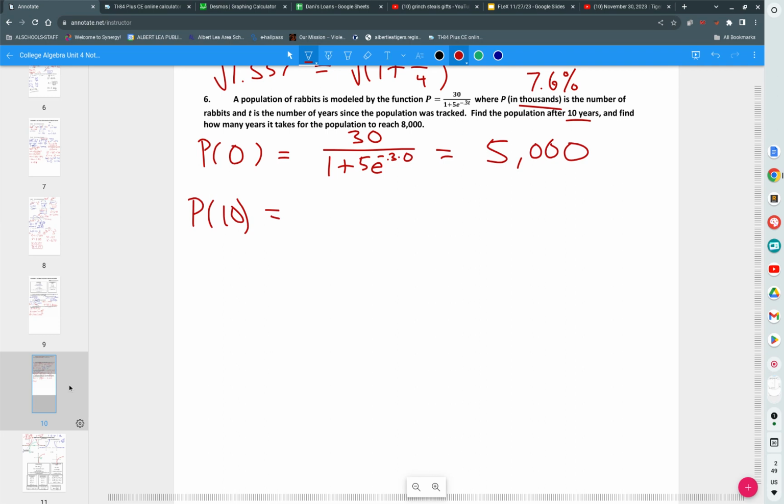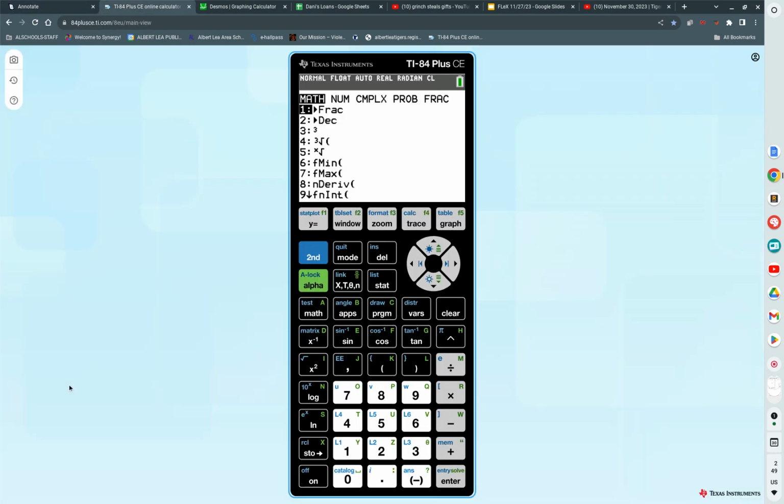So I'm going to plug in 10 for the value of t. I have 30 over 1 plus 5e, and what is 10 times negative 0.3? Negative 3. So that's one I can't just do in my head. I'm going to need to use my calculator for that. We want to make sure that you plug it into your calculator correctly.